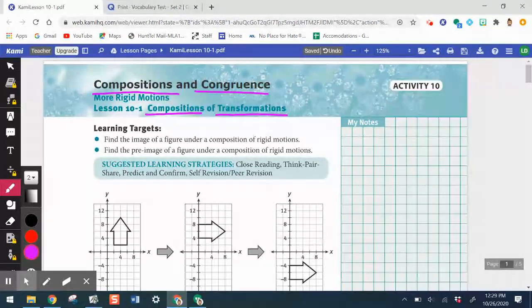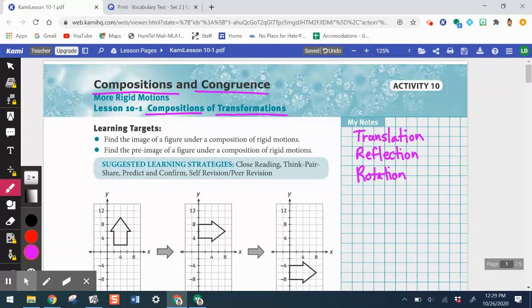So activity 9 is all about those three transformations we've learned. We started with the translation, or slide. We looked at the reflection, and then last we looked at the rotation. And these are all, of course, rigid motions because the size and shape is preserved throughout the transformation.